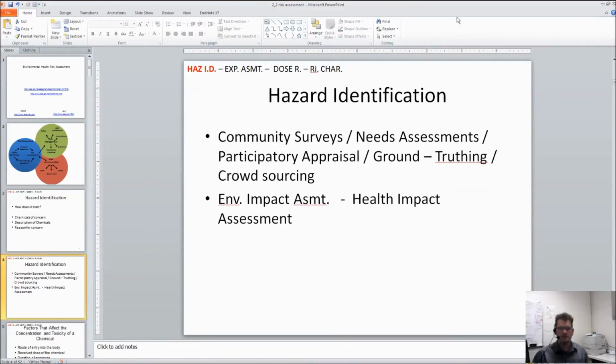You know, you do a lot of different things with this. You can do community surveys, ground truthing, crowdsourcing, needs assessments, windshield surveys, environmental impact assessments, health impact assessments. There's a lot of these basic first impressions sorts of qualitative methods used for hazard ID. So you could drive around San Bernardino and look at all of the water wells that have a filter on them, and then you could say, well, what is the hazard here in the water? Why do they have to filter all of this? And then you do your research and homework and figure out what the contaminants are.